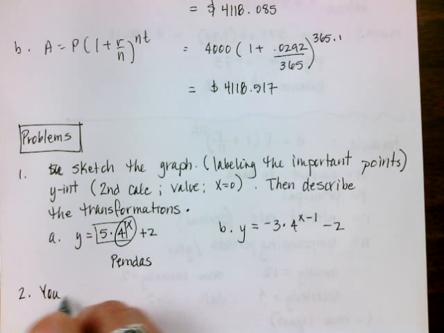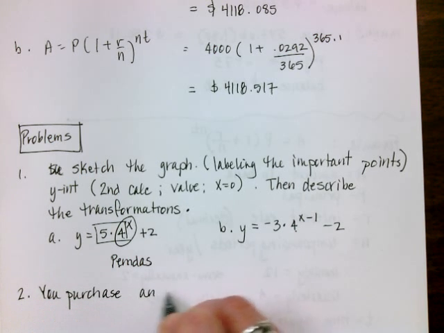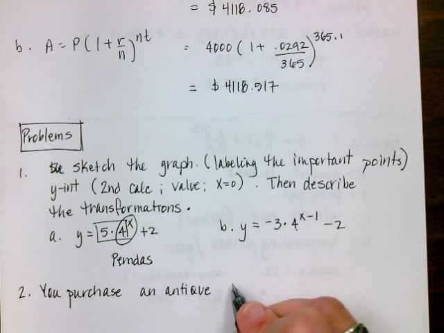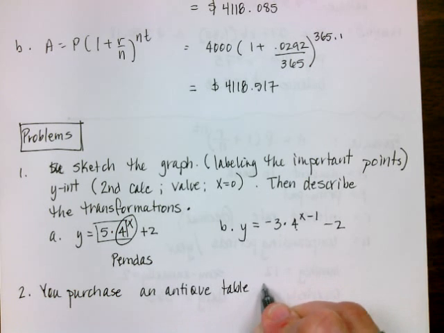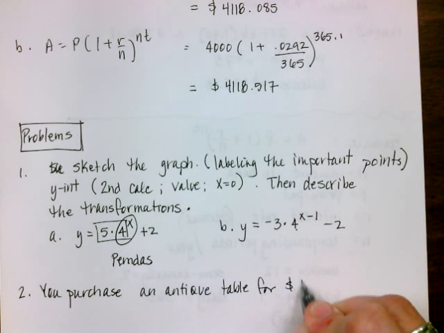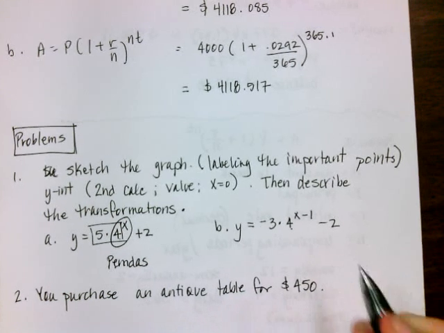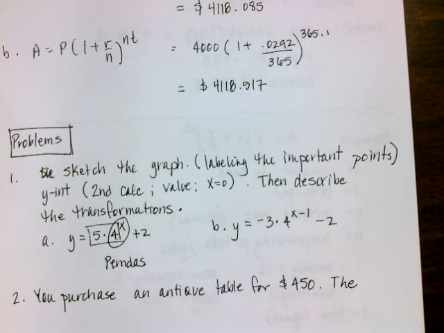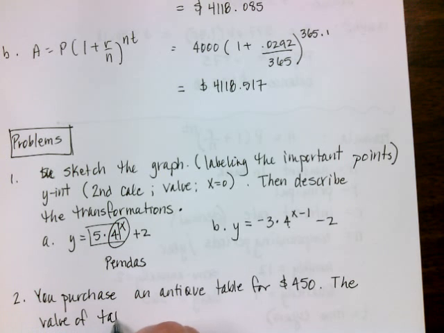And then your next problem is you are going to purchase an antique table, because I'm sure that's what you want to run out and purchase, for $450. The value of the table increases 6% each year.